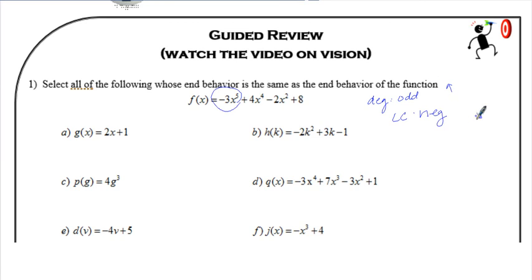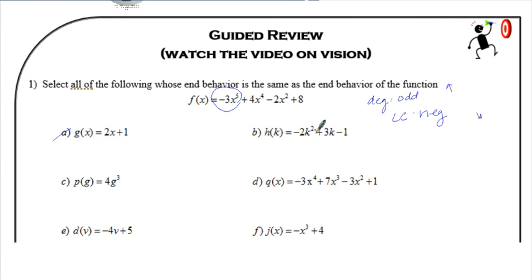On the left, it's going up. On the right, it's going down. So I need to find other functions in my list here that are acting like this. So I look at the first one. This one's a linear, and it has a positive slope. And so a linear with a positive slope does not look like this, right? It's the opposite of that. So that's not one of my options.